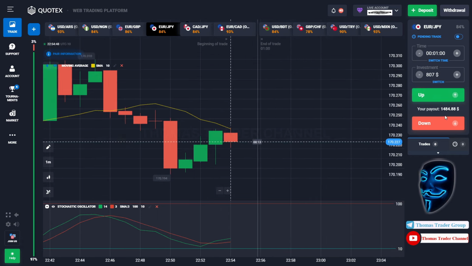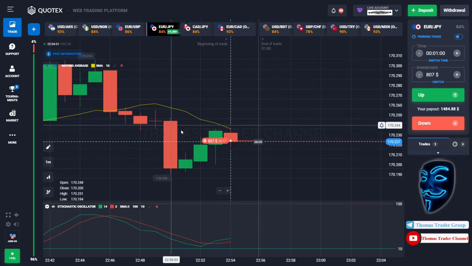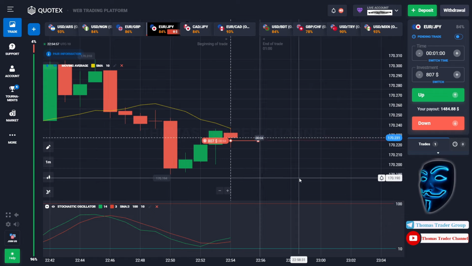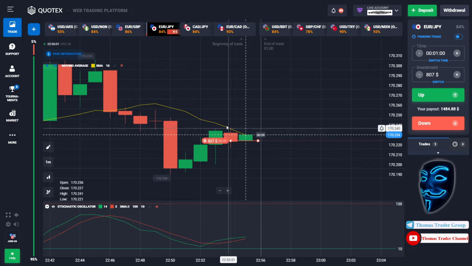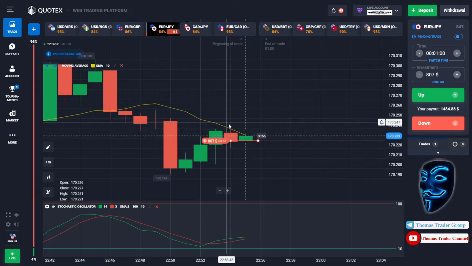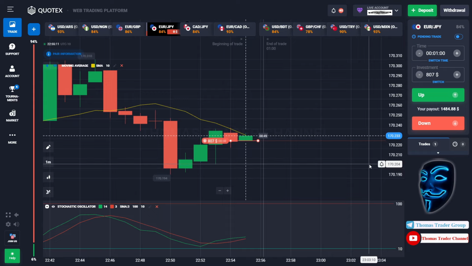And let's find the other market. Over here we can open sell for 1 minute. As you can see, the market is going bearish, and the market is touching the moving average line. When the market touches the moving average line, the market will make a rebound and it will continue the bearish trend. Let's prove it and let's wait till the end of our trade.